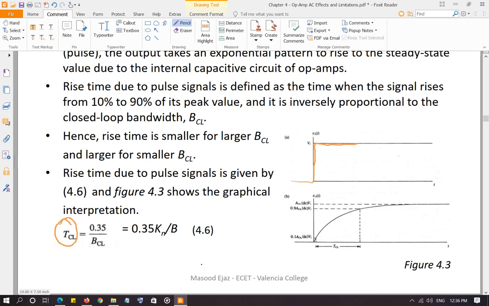In general, for a first order circuit, it is 0.35, a number that they have derived. We are not showing the derivation. TCL equals 0.35 over the closed loop bandwidth. So as you can see, TCL is inversely proportional to the closed loop bandwidth. That is, when your closed loop bandwidth is smaller, the rise time is going to be larger. And when your closed loop bandwidth is larger, the rise time is going to be smaller.